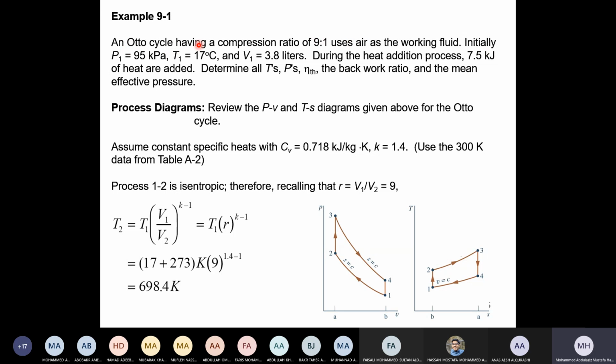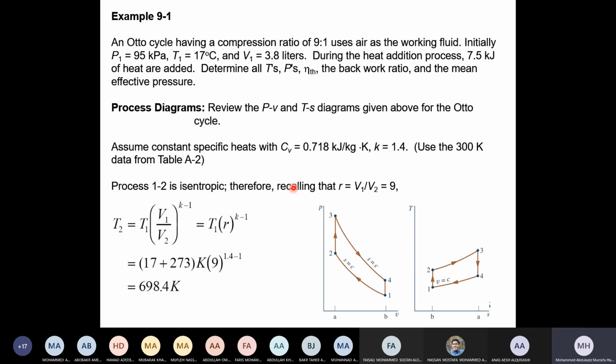The first is the compression ratio, then P1 and T1, and then the heat addition, this kilojoule per kilogram here. This kilojoule is the total. I use this and this one because this is kilojoule. If I divide this by this one, it will give me kilojoule per kilogram. And therefore, the first one I can get from here as kilojoule per kilogram. So now I need 4 pieces of data.